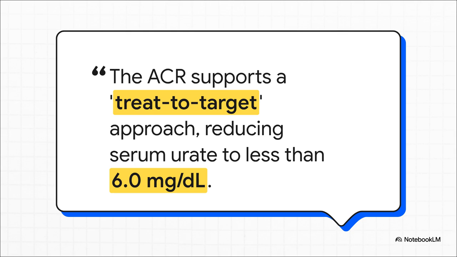And that leads us to a really crucial point in modern gout care. We don't just treat the flares and then wait for the next one to hit. No way. We actively manage the underlying problem. It's a treat-to-target approach. The goal is to get that serum urate level below 6.0 and keep it there. Why? Because that allows the crystals that are already in the body to slowly dissolve over time.